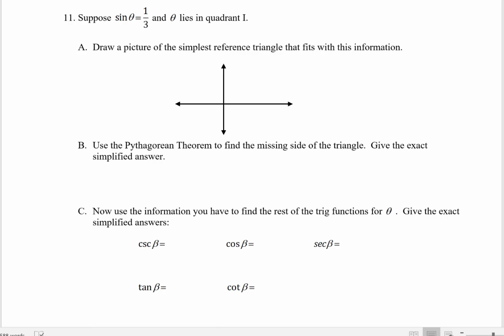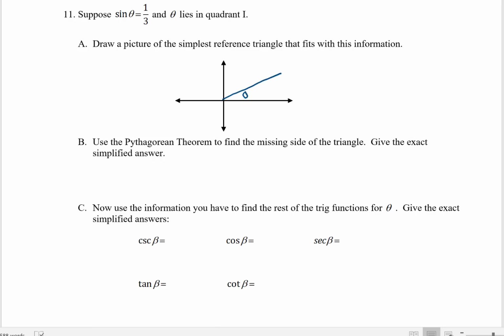Problem number 11. I know that theta lies in quadrant 1, and that the sine ratio for angle theta is 1/3. If I want to draw the simplest picture that goes with that information, I would make myself a first quadrant angle. So here's angle theta. And then I'll drop a perpendicular to form that right triangle.